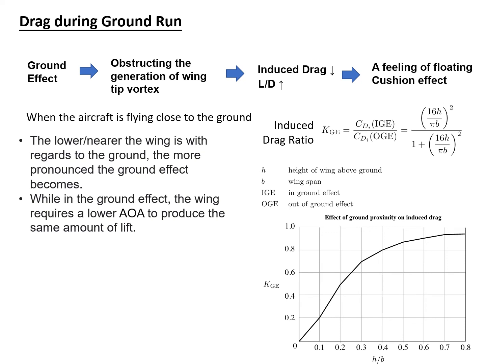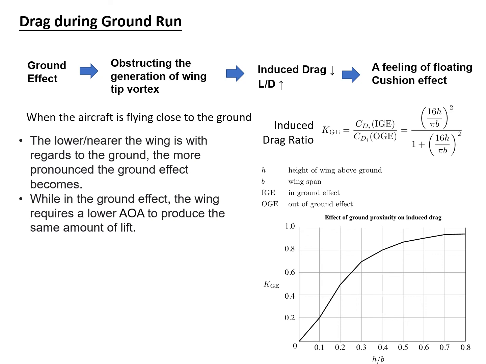Now let's introduce the induced drag ratio, which is CDI in ground effect divided by the CDI out of ground effect. And it's related with the height and span. Okay, so h is the height of the wing above the ground, b is wingspan.